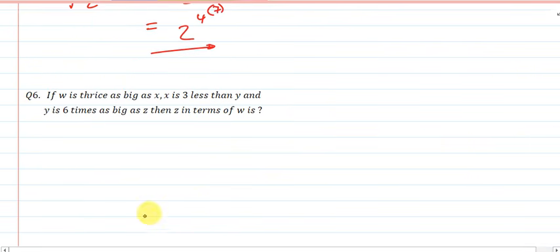Let's look at question 6. If w is thrice as big as x, so we know w, let's write down the equation. W is equal to thrice as big as x, 3 times x. X is 3 less than y. X is equal to 3 less than y, so y minus 3. And y is 6 times as big as z.